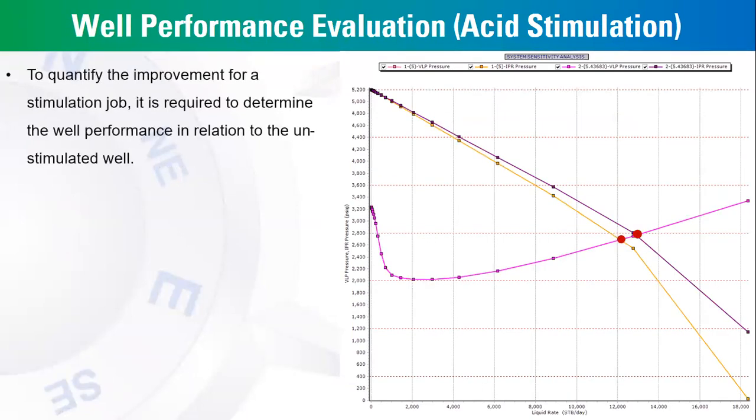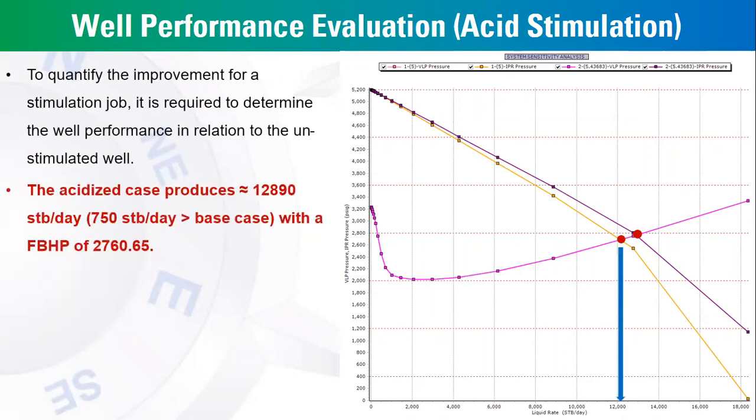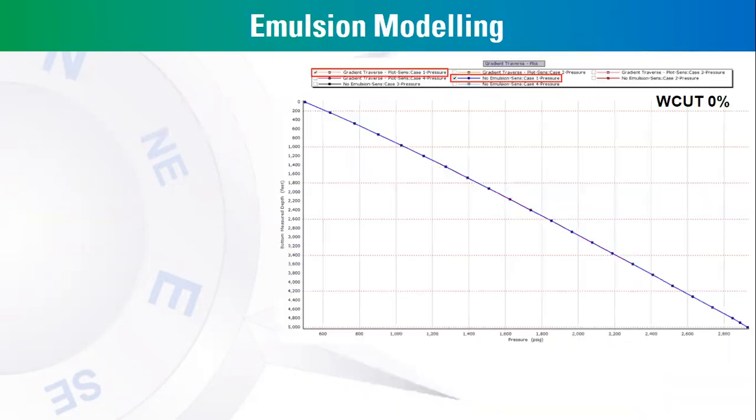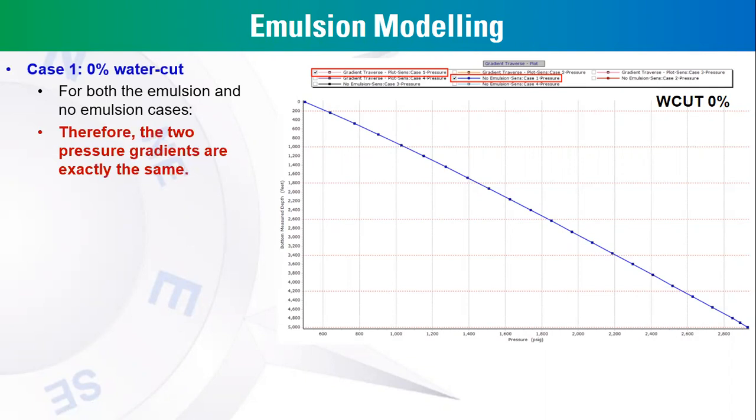Similarly, we can evaluate the acid stimulation treatment and its effect on the well performance using this well modeling before and after stimulation operations. Also, we can model emulsions or flow assurance parameters by generating the pressure gradient. As you can see, for this relationship, we have pressure against the bottom hole MD or TVD depths. And this is the pressure gradient when water cut is zero, which means we have no emulsion in the model in this case, because there is no water in the production system.